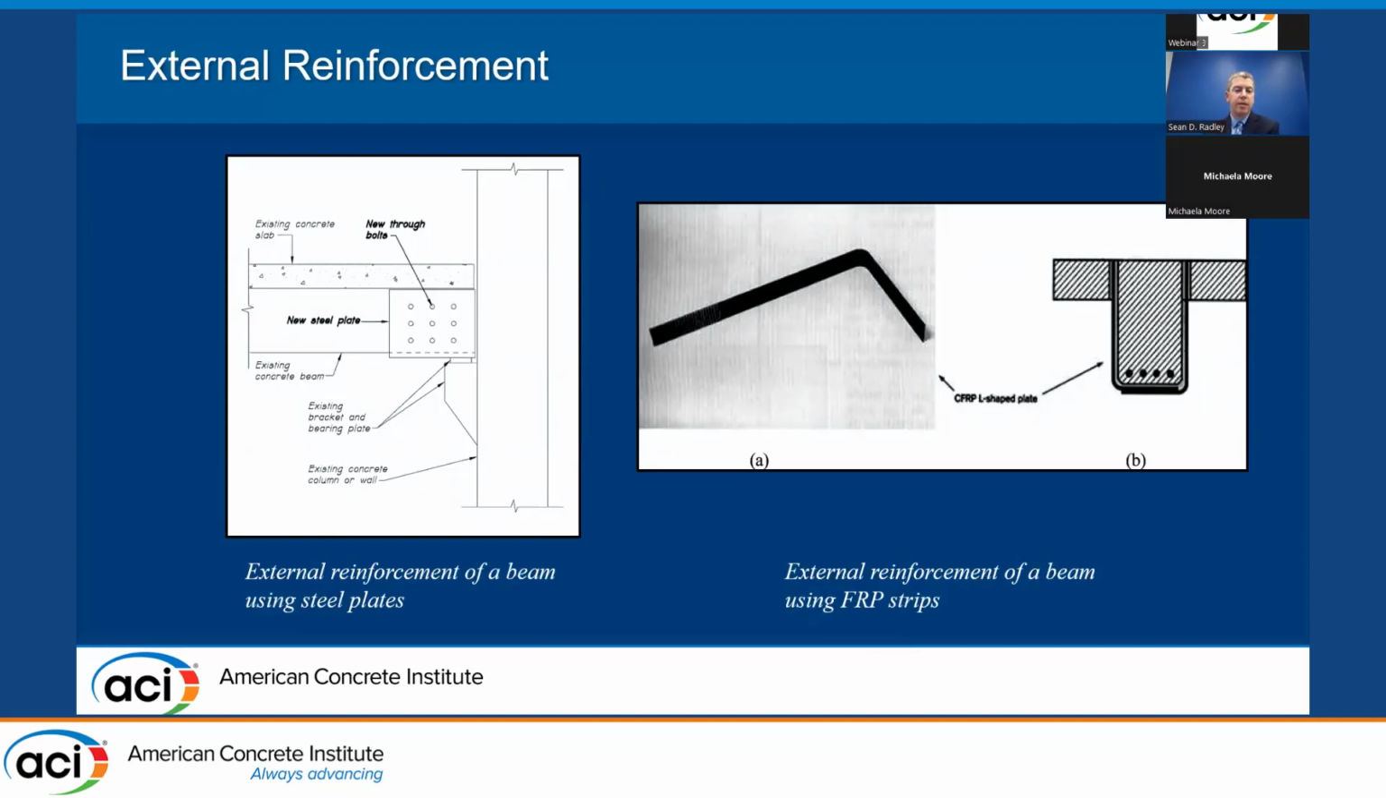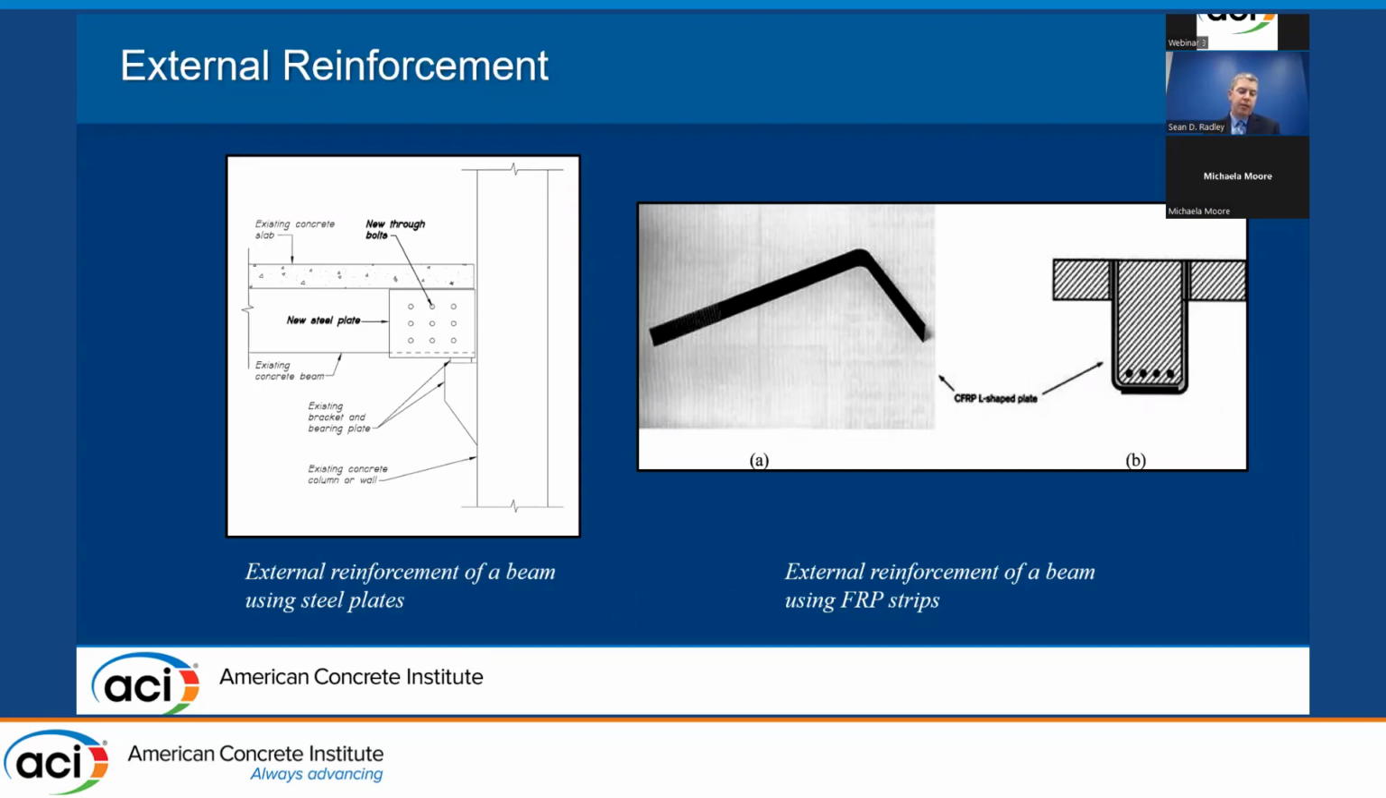The next method is external reinforcement. As opposed to the previous method, where we were installing reinforcement within the concrete member, external reinforcement installs supplemental members on the exterior surface of the member. It can be plates, channels, angles, or similar members. It also can be steel or FRP. And the supplemental members can either be mechanically fastened, either through through bolts or partial depth fasteners, or they can be bonded using epoxy adhesive.